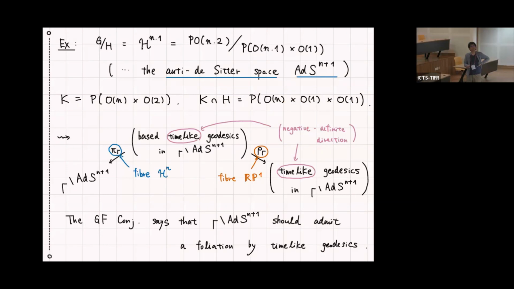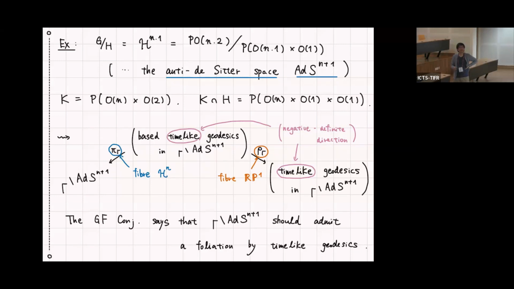this one is just the AdS^{n+1} divided by Γ. And then here you have based time-like geodesics in AdS^{n+1} mod Γ. Here the time-like means that this is a negative definite direction. And so this fibration is just assigning a base point to each geodesic. And instead, you can forget the base point and you get this fibration. So in this case, that double fibration can be restated in terms of the Lorentzian geometry in this way.